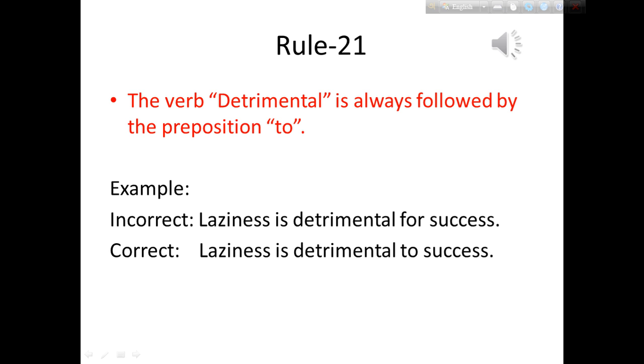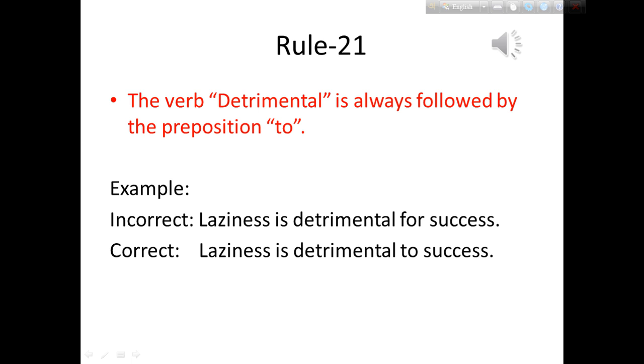Now, rule 21. This rule is about the word detrimental. So, at the beginning, let's know the meaning of the word. The very word detrimental means tending to cause harm. In a simple way, we can call it harmful or damaging. So, the rule is the word detrimental is always followed by the preposition to. That means the phrasal verb becomes detrimental to.